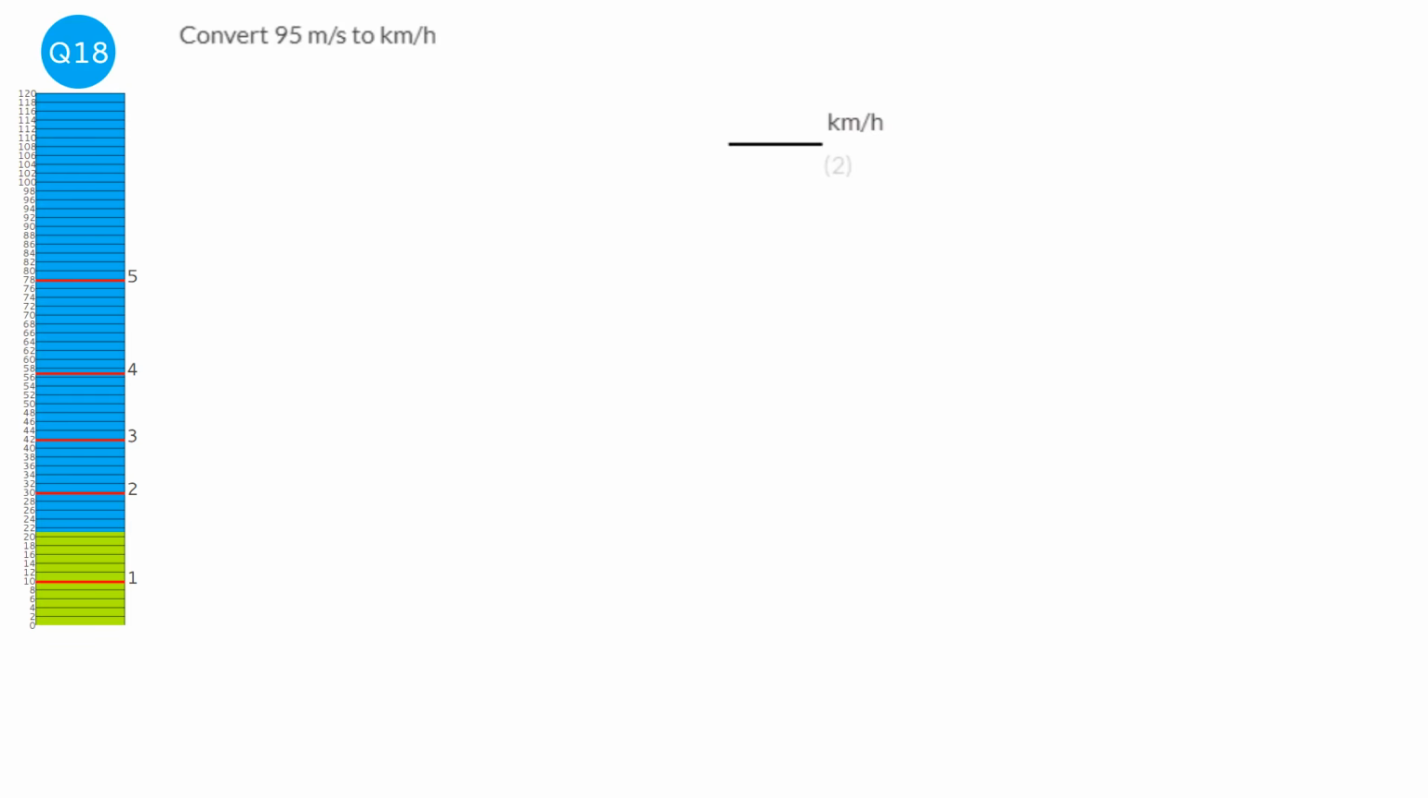So for this question, we need to understand that the units we currently have are in meters per second, and the units we want to convert them to are kilometers per hour. Now, converting the meters part is quite easy, because all we need to do is divide by 1,000.